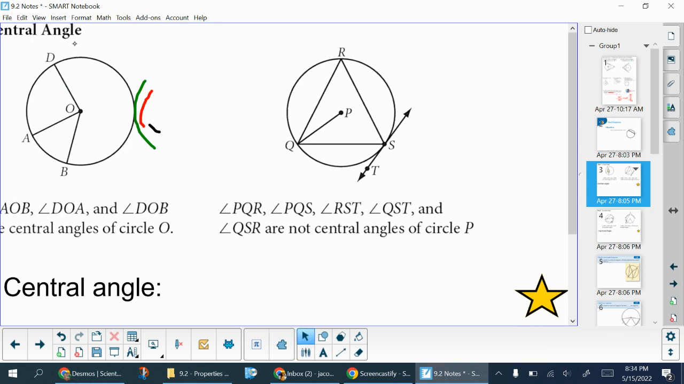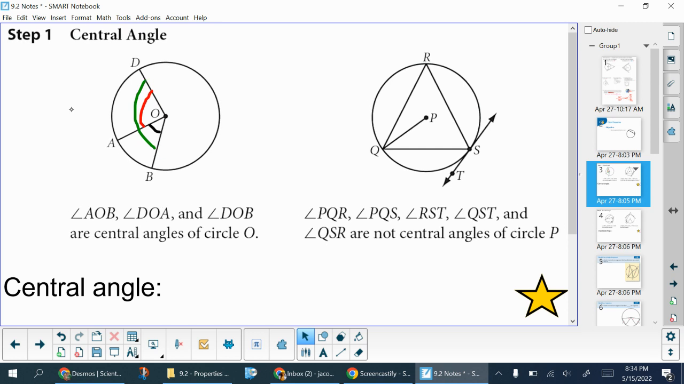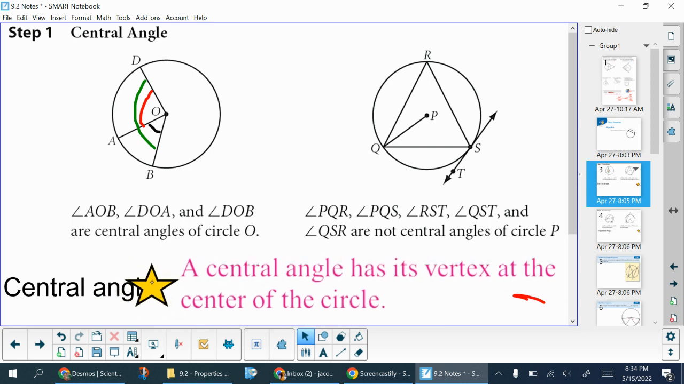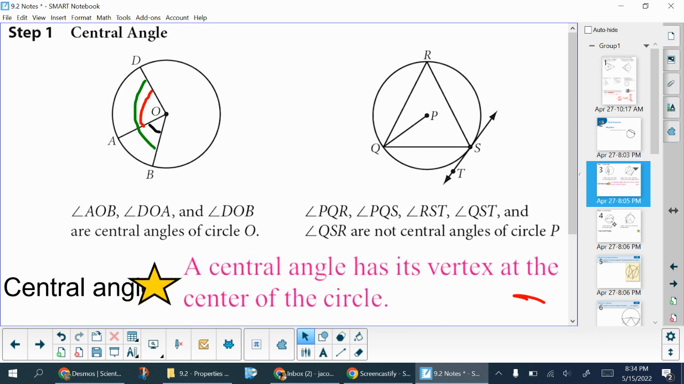A central angle is any angle where the vertex is at the center of the circle. So this red one, this black one, or that green one, all central angles. None of these angles in here are central angles. And so a central angle has its vertex at the center.